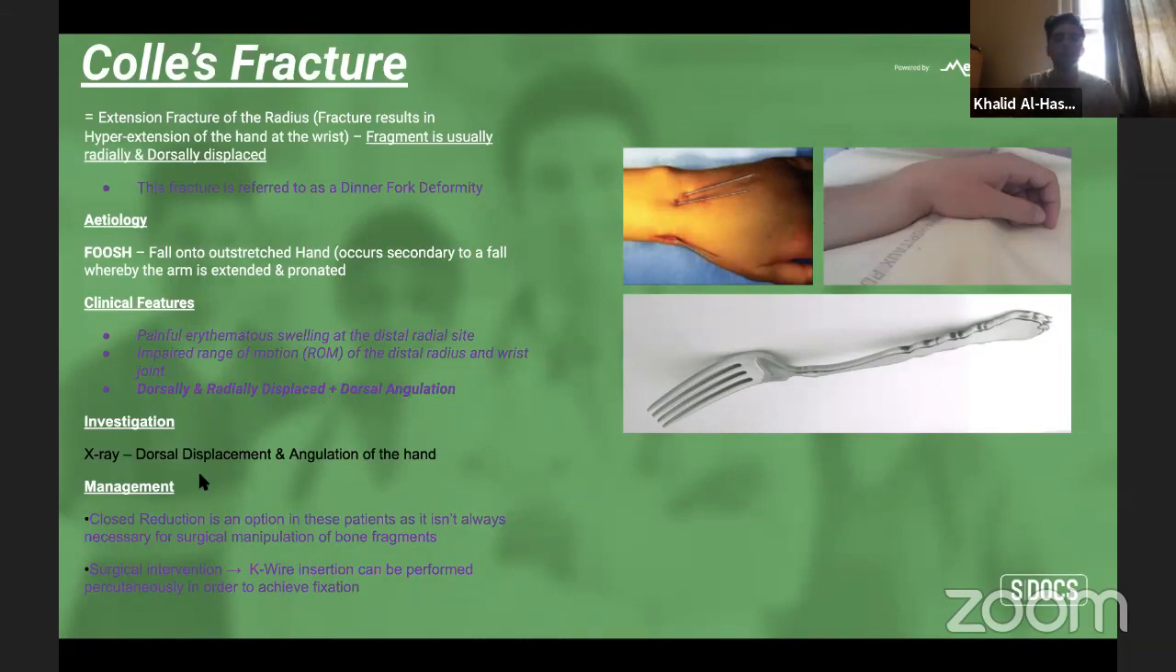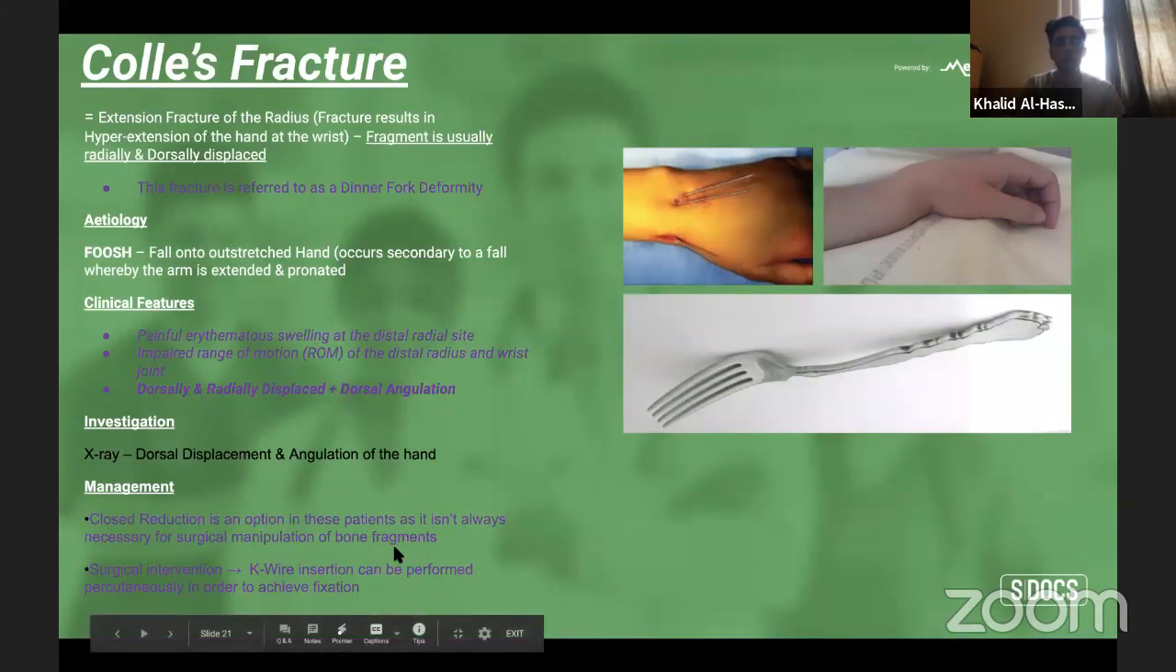An X-ray would generally show everything that was just mentioned. For management, closed reduction is an option in these patients, as it isn't always necessary to surgically manipulate the bone fragment.